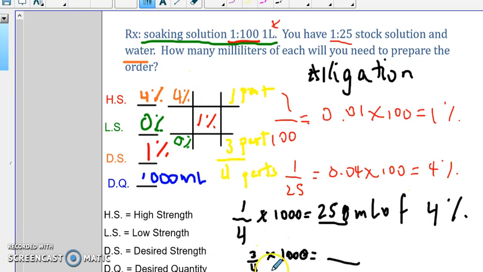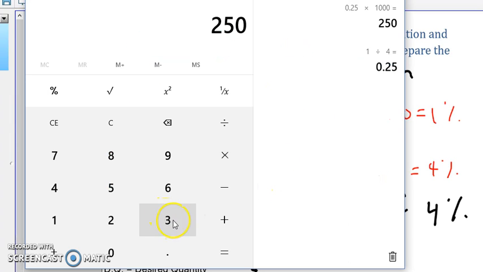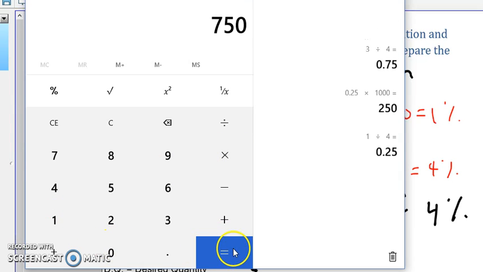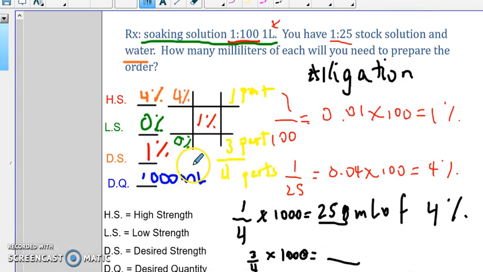And then 3/4 or 0.75. So 3 divided by 4 is equal to 0.75. And this we're going to multiply times 1000. And this is going to give me 750 mLs of water. And if we add the 250 plus the 750, it is equal to 1000 total, which is my desired quantity. And that is how we solved an alligation problem.